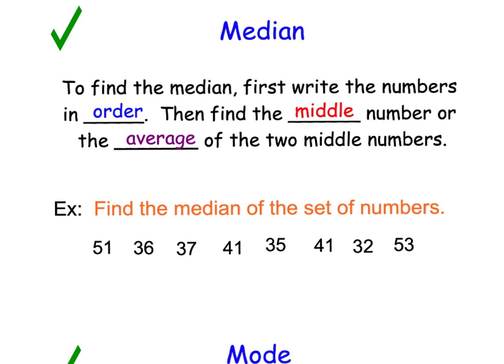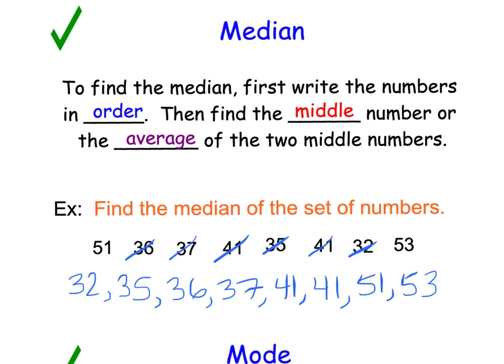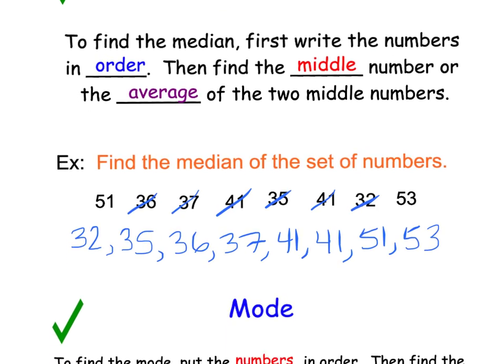And then we're asked below to find the median of the set of numbers. So remember, your first job is to put these numbers in order. And here's what that number set would look like in order. So your job then is to find the middle number. And so it's helpful just to make maybe little check marks or cross them off as you're getting to the center. And in this case, I have two numbers in the center, 37 and 41.